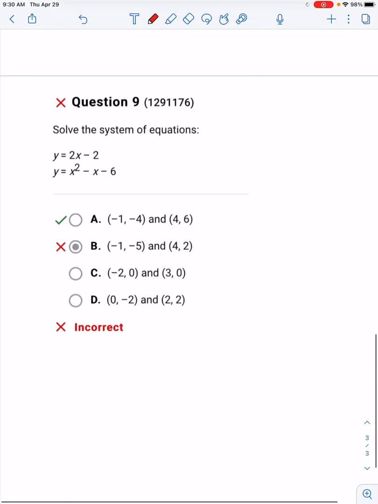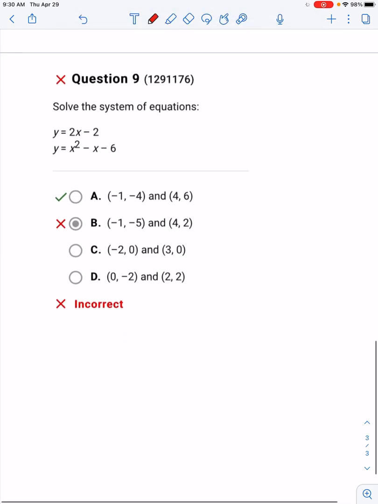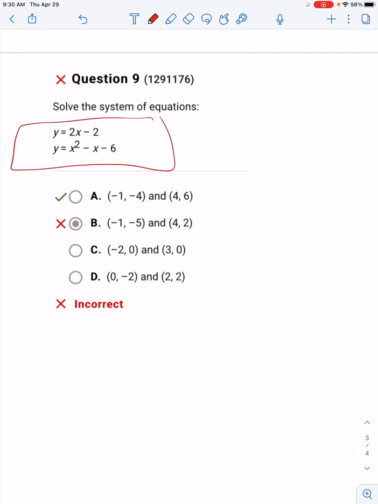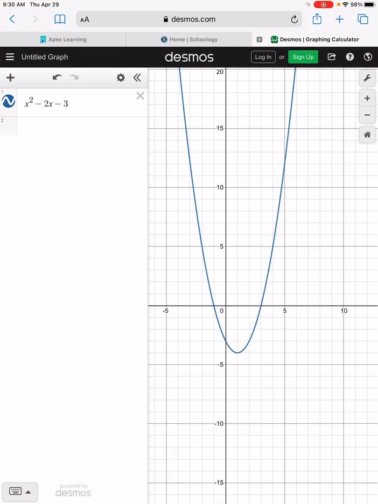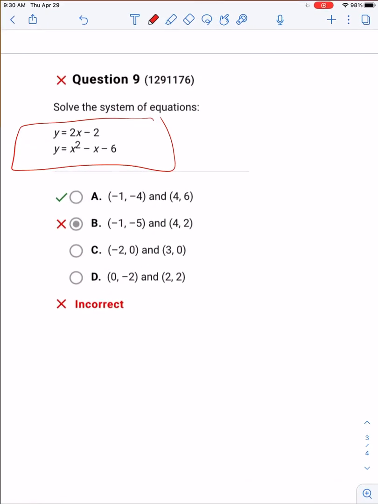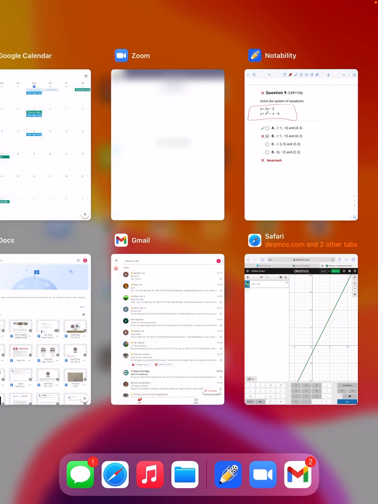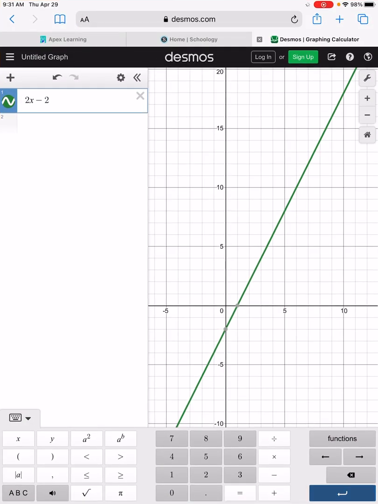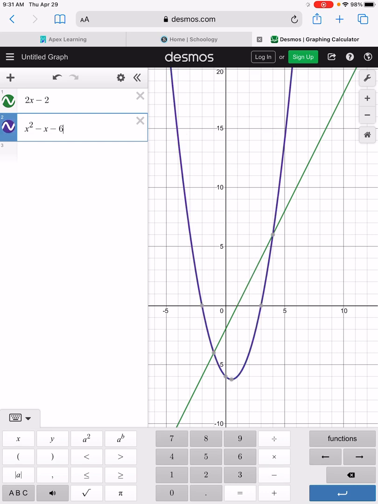All right, last one is solve the system of equations. So here's your two equations. Let's go ahead and graph those on Desmos. So 2x minus 2. So I'm going to erase these two that I had here. So 2x minus 2, which is a line. That's a linear equation. And then let's go back. x squared minus x minus 6. So new equation, x squared minus x minus 6.